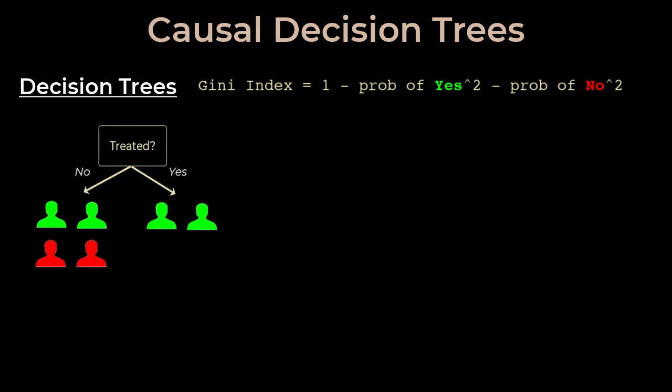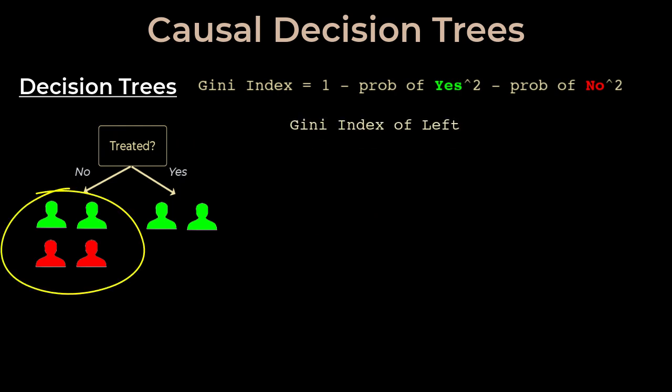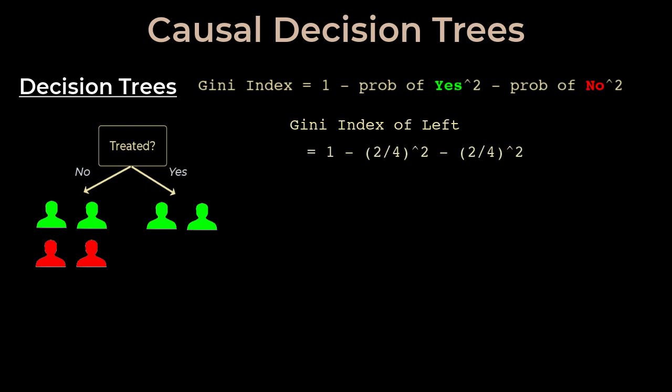Now let's compute the Gini index for the treatment split. So on the left node, we saw that there were 4 treated individuals that went to the left, 2 of whom were cured and 2 were not. So the probability of yes in the left node is 2 on 4, and the probability of no in the left node was also 2 on 4. And substituting these values, we get the Gini index of the left node as 0.5.